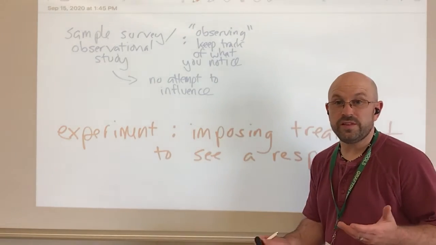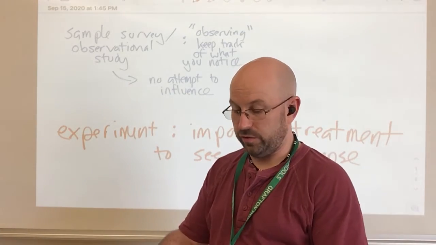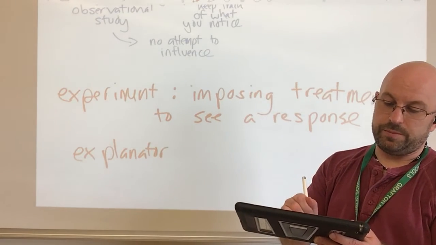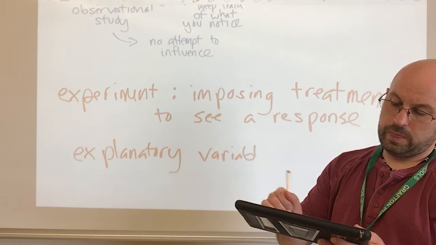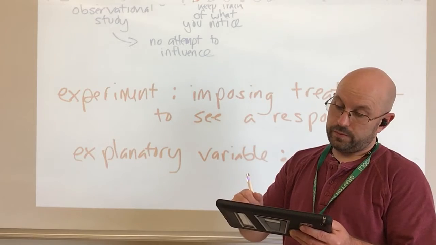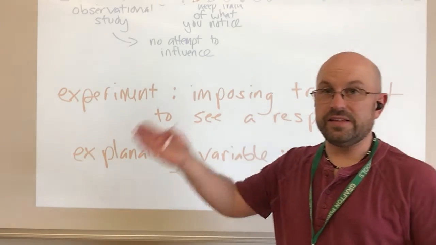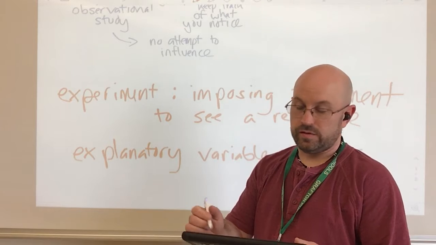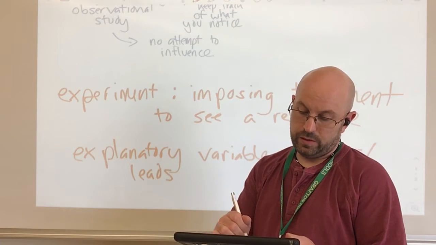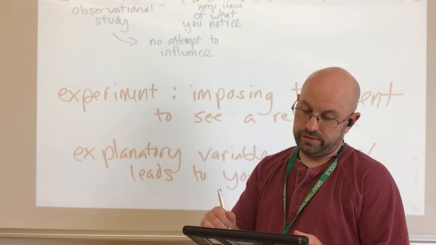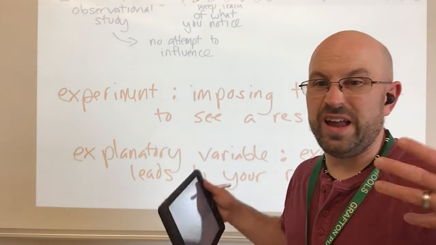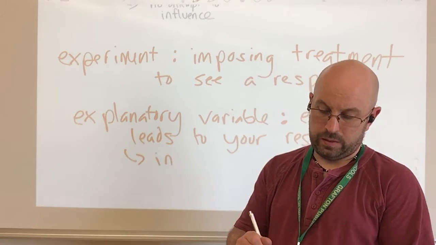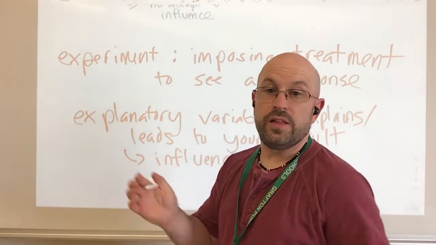Now, you have two types of variables when it comes to this. You have a response and an explanatory variable. For an explanatory variable, that's what you're hoping is going to explain what happens. It leads to something happening, explains how it happens. It explains or it leads to your result. It's what's influencing that.